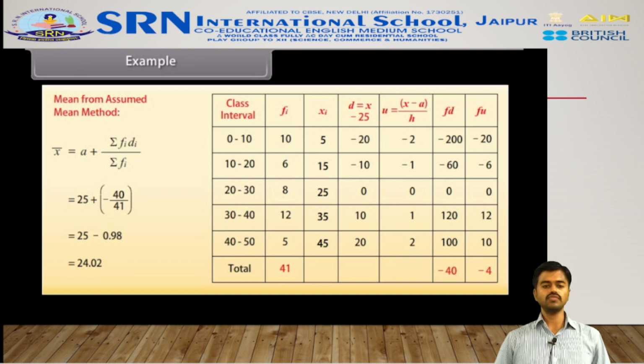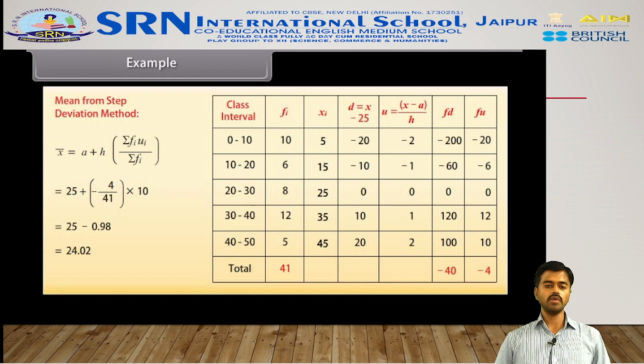Now put all these values in the given formula. x bar is equal to a plus summation of fi di upon summation of fi. Now putting the values we will get 24.02. This is the mean for the given data with the help of the assumed mean method.